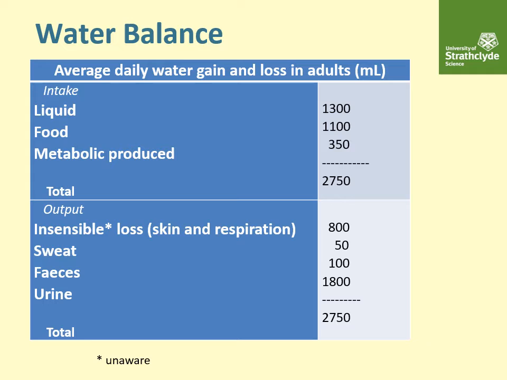For the output, insensible means what we're unaware of, so really through the skin and through respiration, we lose actually quite a lot that way, about 800 mils. We lose some by sweat, depending on how warm it is, of course. In this case, it's 50 mils. We lose a little in our feces, but you can see the vast majority of our water loss is actually through our urine. So this urine output can be adjusted to account for the amount of water we lose in these other ways as well.